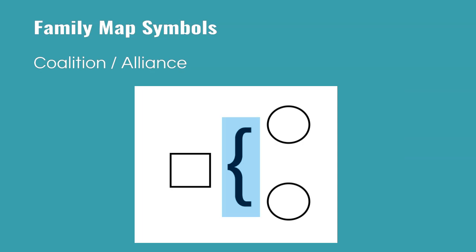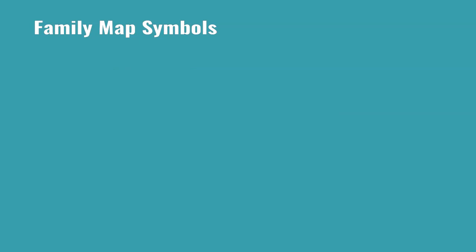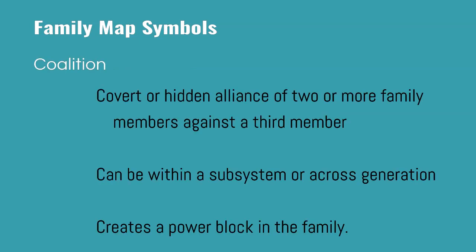A single bracket encompassing several family members signifies the presence of a coalition or alliance between these people. A coalition is when two family members form a covert alliance, either temporary or durable, against a third. Coalitions usually form across generational boundaries, like when a parent and child are against the other parent or against another child. Coalitions create power blocks in families, which serve either to balance another coalition or establish control.